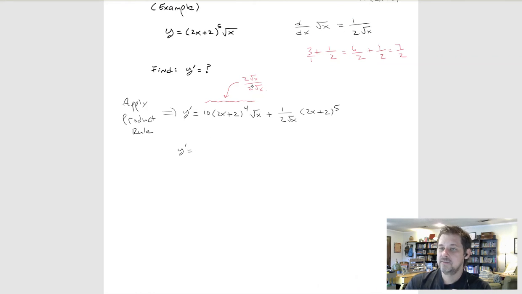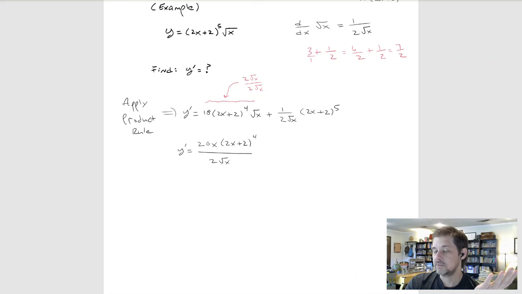I will get 20x times (2x + 2)^4. So think about that for a second, and then I'll explain more about what I have right there. Okay, the 20, where'd that come from?